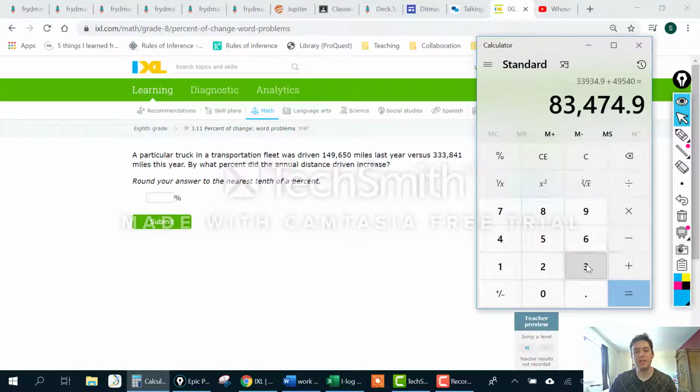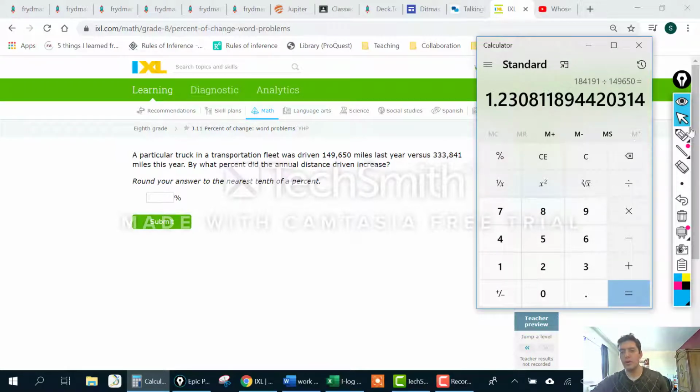So let's subtract these, and divide by the original value, the amount driven last year. Okay, and we get that. So here's what we're going to want to do here. This can be a little bit tricky.